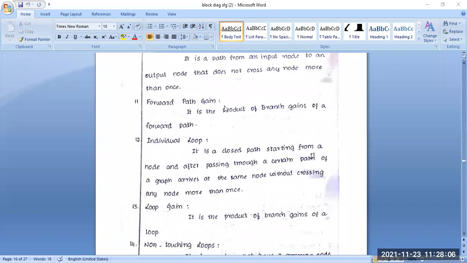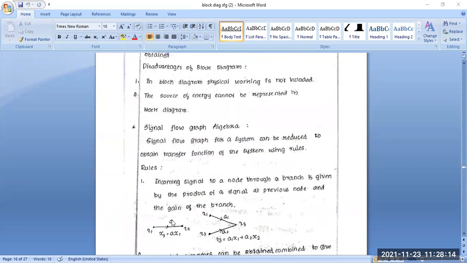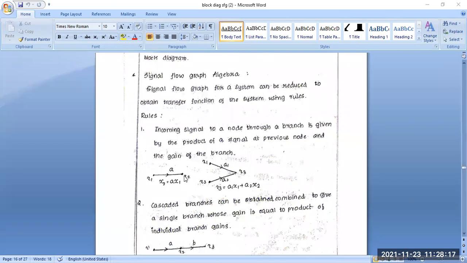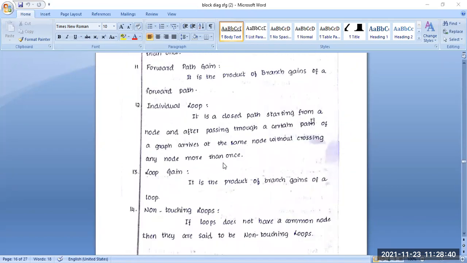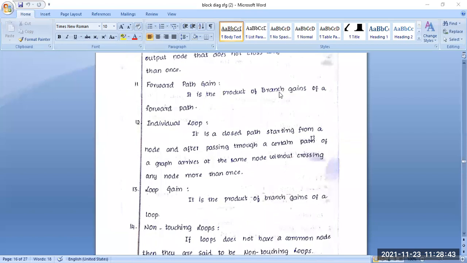What is forward path gain? It is the product of branch gains of a forward path. That means in that example, this is a forward path, that is x1 and x2. The two nodes are available. A is the gain. So in this forward gain, the gain is x2, that is a x1. A is the gain. This A is called the forward path gain. In this example, A1 is one forward gain. Another one, A2, is the other branch. It is another forward gain. Okay, so this is called the forward path gain. It is a product of branch gains of a forward path.